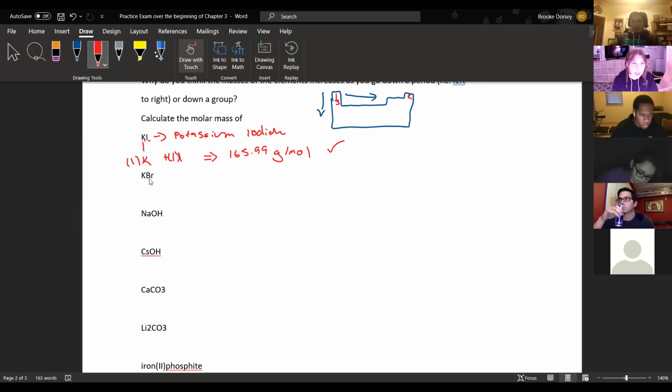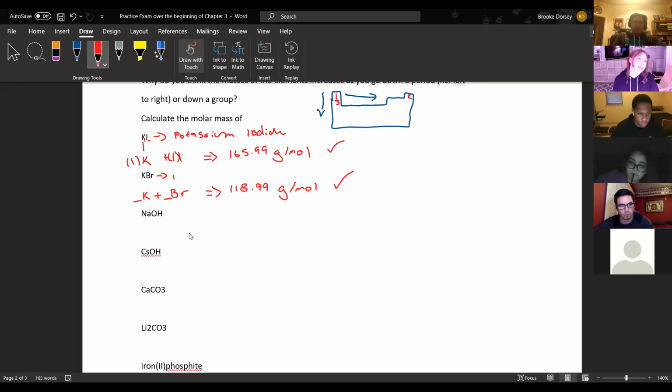Cool. So now we have, what's the name of this compound? Potassium bromide. Perfect. And we get this by adding up potassium plus bromine. Do we have to multiply them by anything? No, because it's just one. Good. So what's this answer? 118.99 grams per mole. Anyone else get this? Yeah, I got that as well.